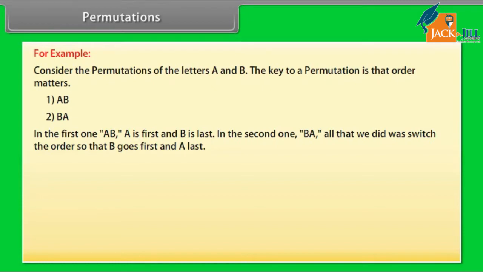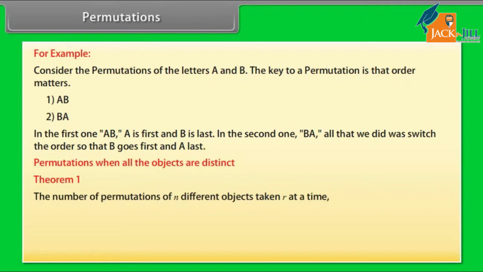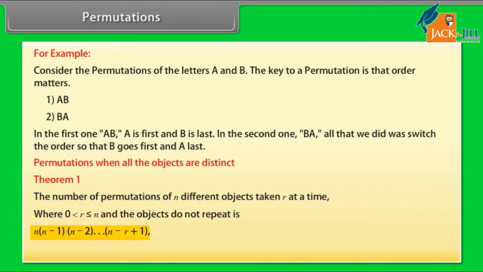Permutations when all the objects are distinct. Theorem 1. The number of permutations of n different objects taken r at a time, where 0 is less than r, is less than or equal to n, and the objects do not repeat, is n × (n-1) × (n-2) up to (n-r+1), which is denoted by nPr.